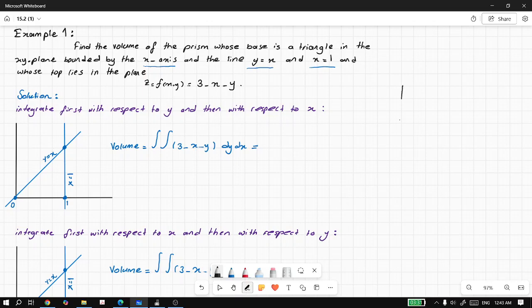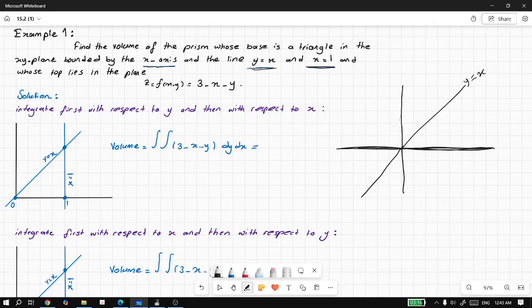First you have to draw the xy coordinate axes, and then we are drawing the bounds. The first one is the x-axis. This is the x-axis, so this is one of the bounds. And then the line y equal to x, the line y equal to x is this one, and then x equal to 1.